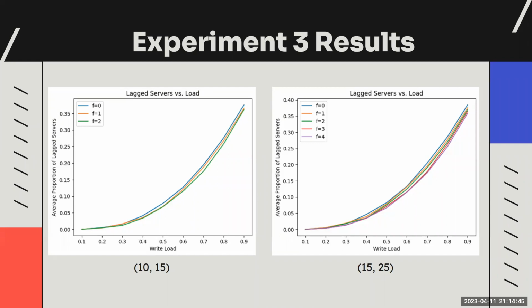We see that as the write load increases, as expected, the chance of a server lagging and missing updates increases. Also, we observe that as the number of failures increases, the probability of a correct server lagging decreases. This is due to the fact that a larger number of failures necessitates a larger quorum size, thereby reducing the probability that a server will be excluded in 3 consecutive updates.